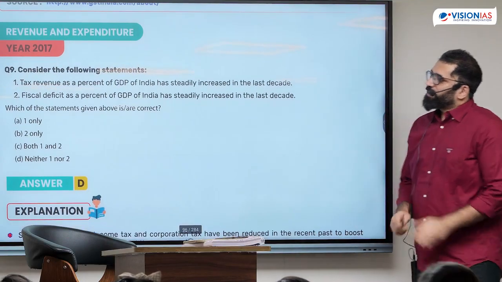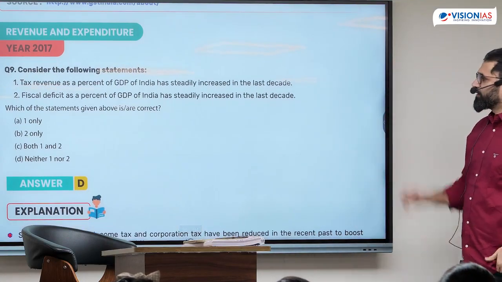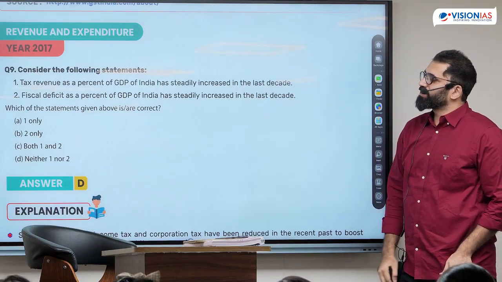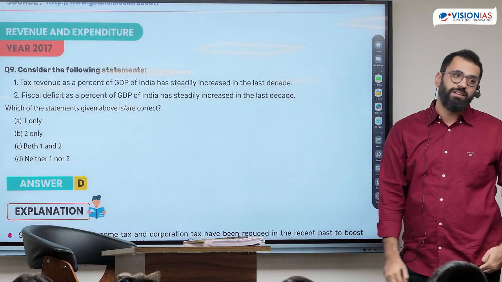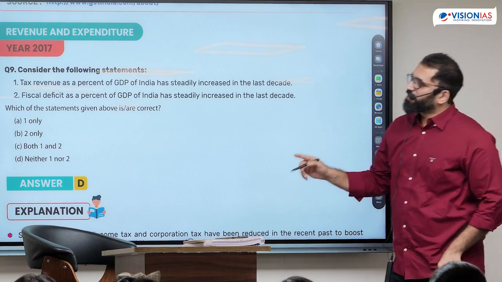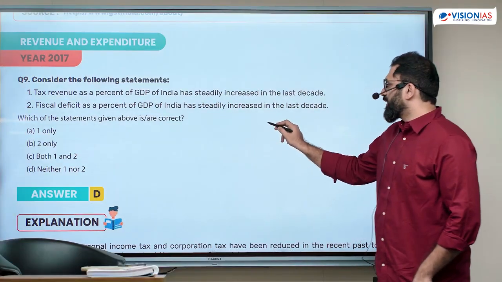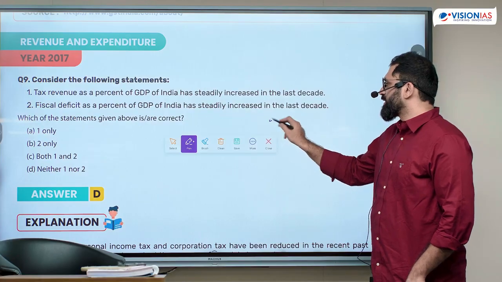Another question related to the performance, the trend analysis. Tax revenue as a percentage of GDP has steadily increased in the last decade. What was the last decade for 17? For 17, the last decade would be 2006 to 16.